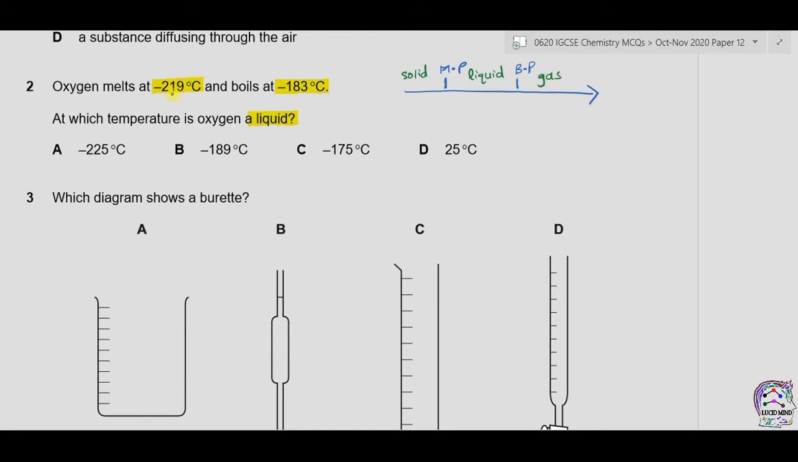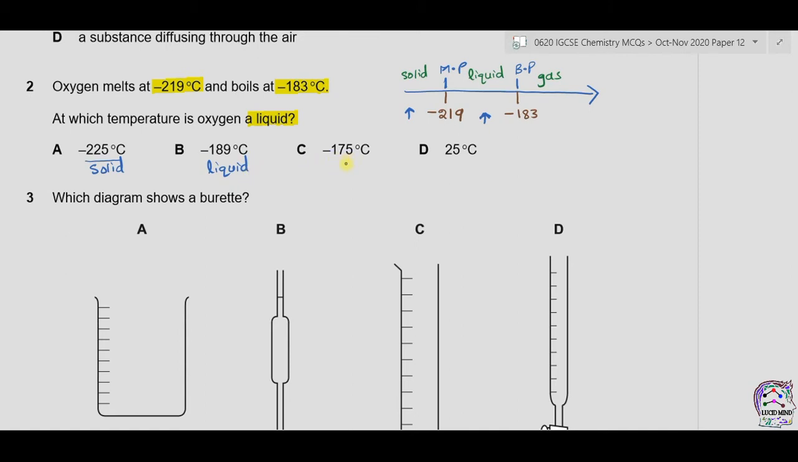Let's put the given values. Minus 219 degrees centigrade is the melting point. So minus 219, and minus 183 is the boiling point. So minus 183 is written with the boiling point. A is minus 225 degrees centigrade. As we can see that minus 225 comes in this region, that is below minus 219 degrees centigrade. So the substance will be solid at this temperature. B is minus 189 degrees centigrade. By putting this value in this number line, we can see that minus 189 will come in this region. So oxygen will be liquid at this temperature.